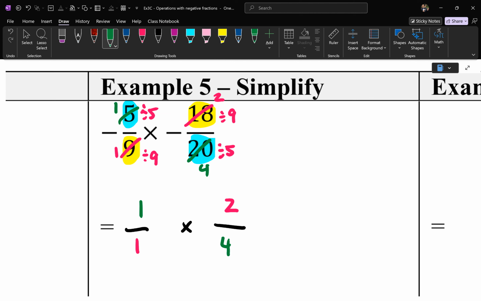So we've now reduced our fraction from 5 9s down to 1 over 1. But what are we missing? Don't forget, there's the negative there. Okay, so don't forget the negative. Keep the negative there. Same thing with this one. There's a negative there. Keep the negatives.